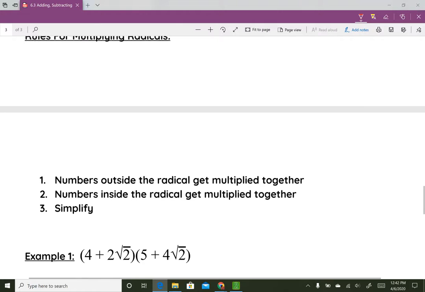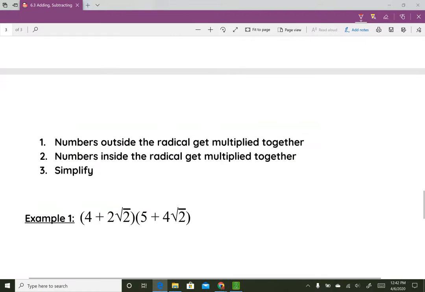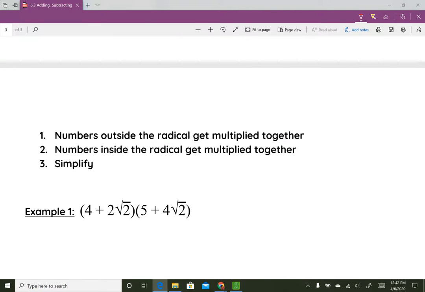So first things first is a couple rules. Numbers outside the radicals get multiplied together. Numbers inside the radical get multiplied together. Last thing, we just got to simplify, right?